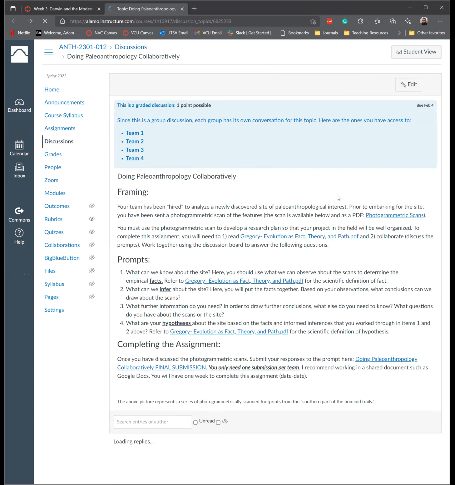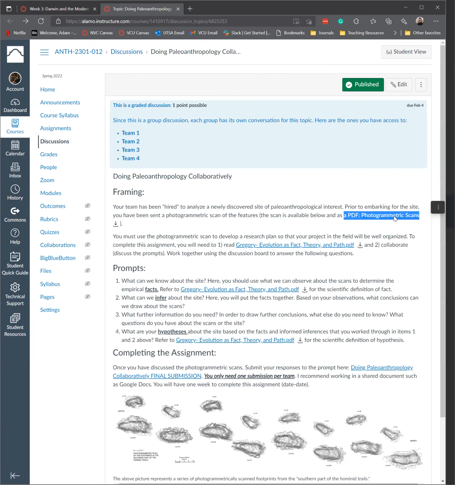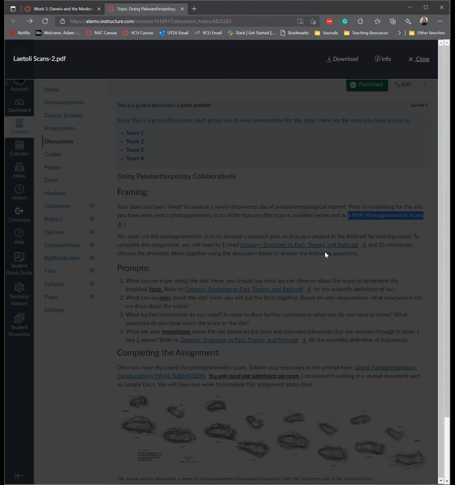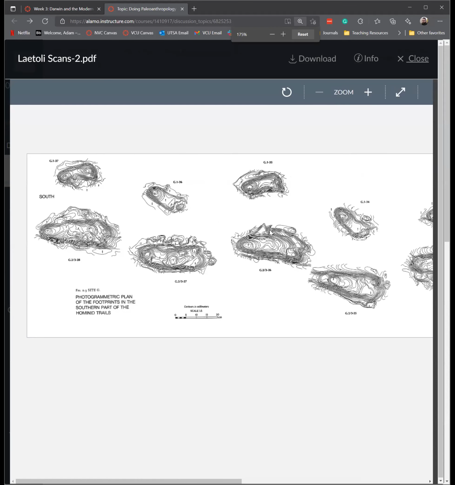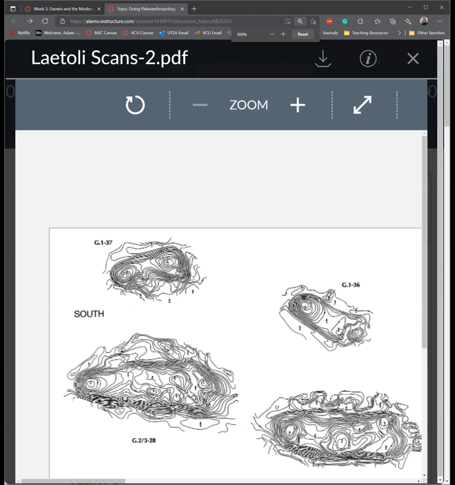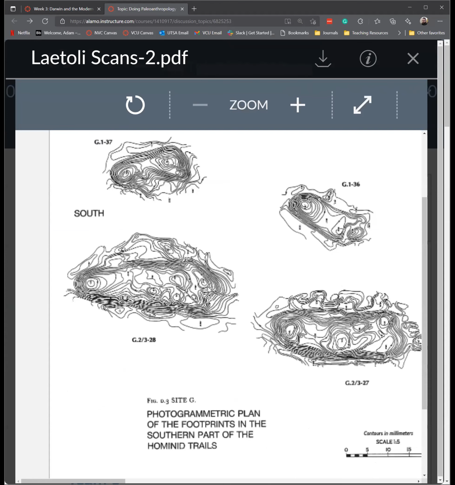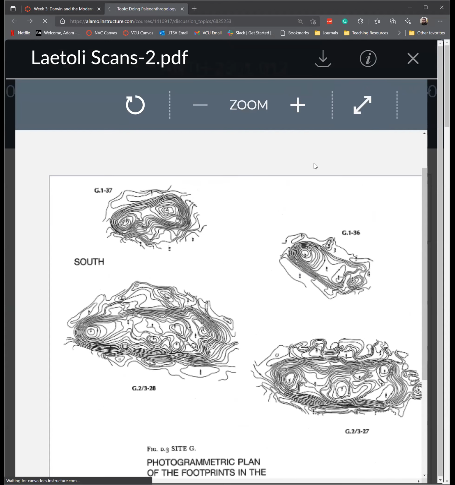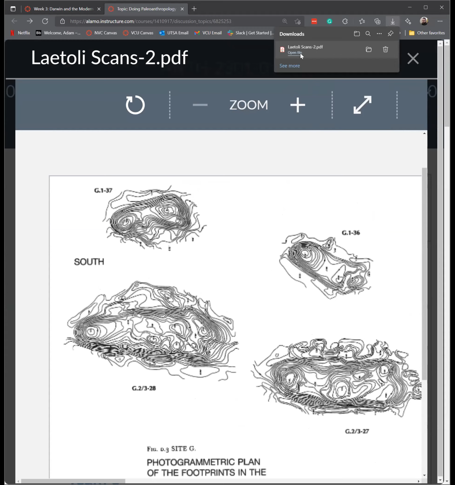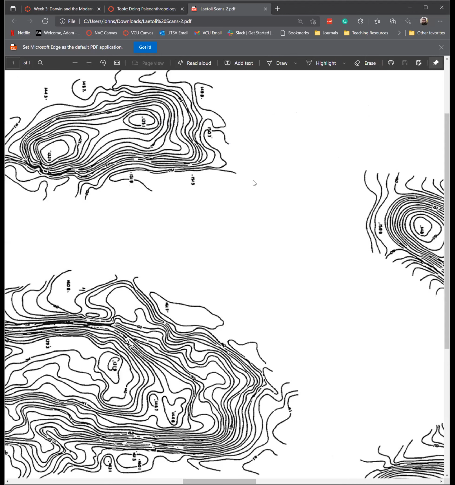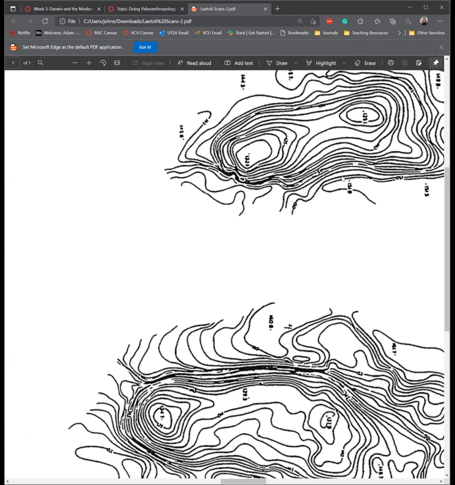One final thing is, if you click right here where it says photogrammetric scans, you can actually download the scan so that you can zoom in closer on it and look at them much more closely. If you download them, it'll be even better. You can zoom in and it'll be high quality. So you can look at each scan.